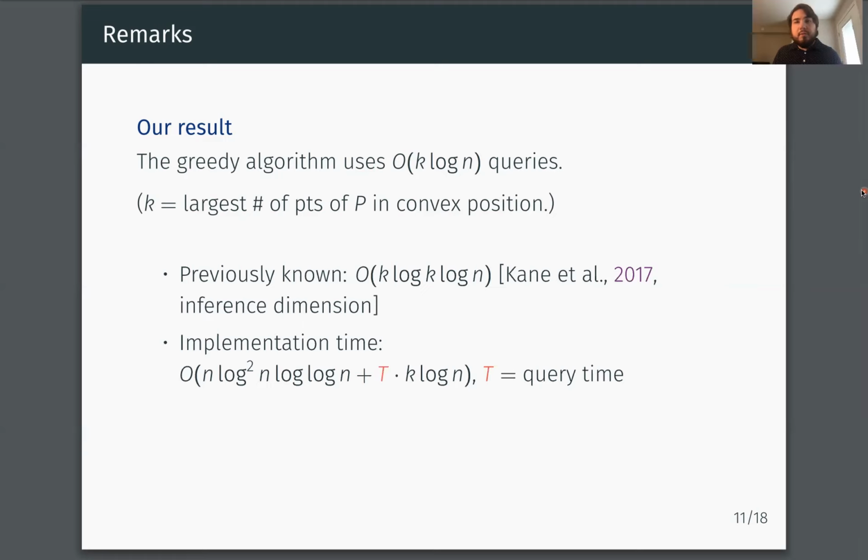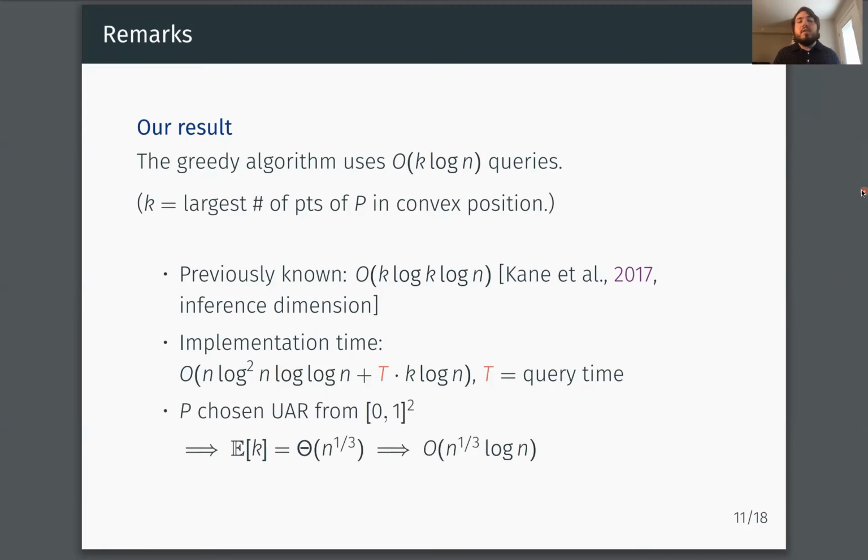You can also implement the algorithm very efficiently. The implementation time is roughly n polylog n plus t times k log n, where t is the query time, or the time needed to perform an oracle query. So really what this says is that the bottleneck for the algorithm is the time needed to perform a separation oracle query.